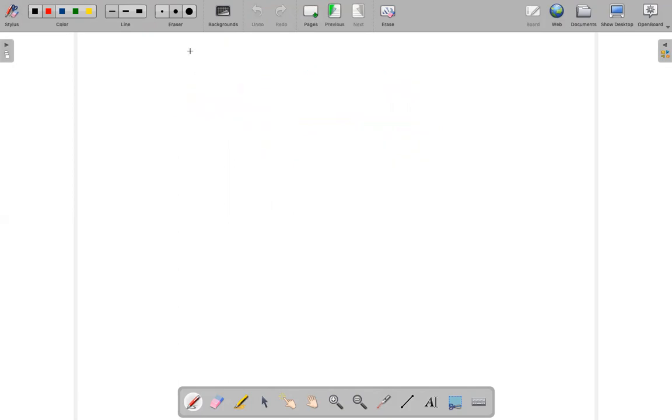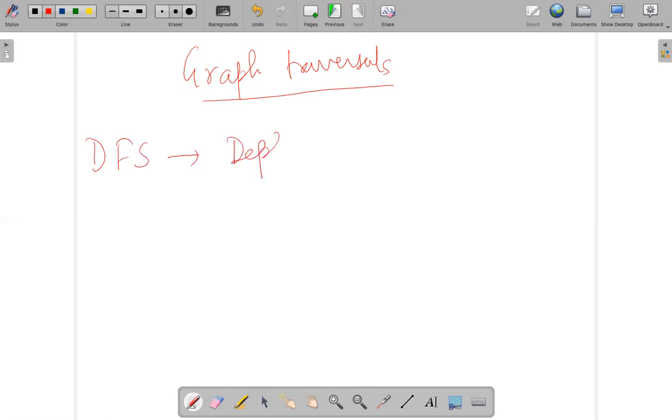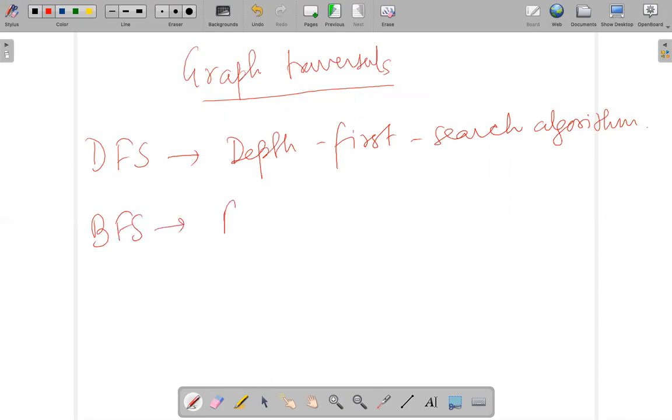So there are two major kinds of graph traversals that we will look into. DFS, or the depth first search algorithm, and BFS, or the breadth first search algorithm.